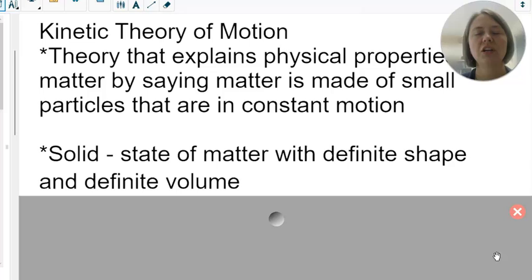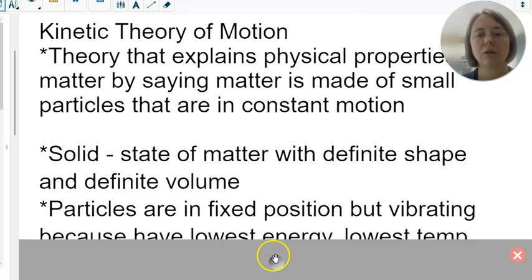As we know, a theory is an overarching explanation that helps explain lots of evidence and observations that we have. Using this theory to explain states of matter, it aligns very well, so we know that it is true. A solid is a state of matter with a definite shape and a definite volume. Those are definite physical properties that are easily observable.